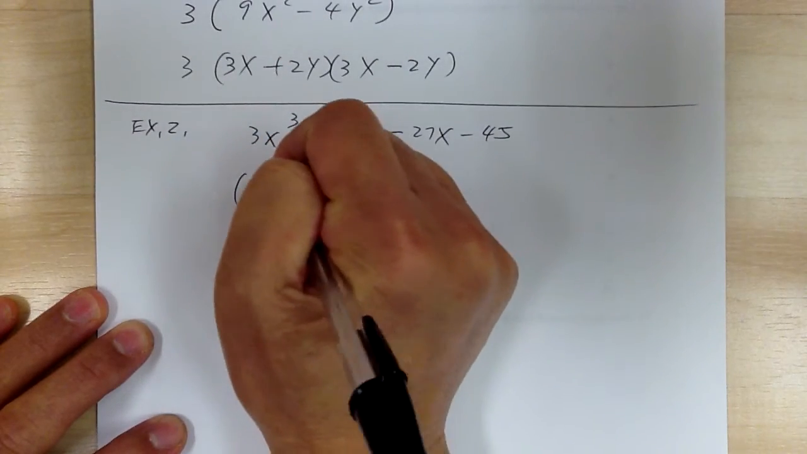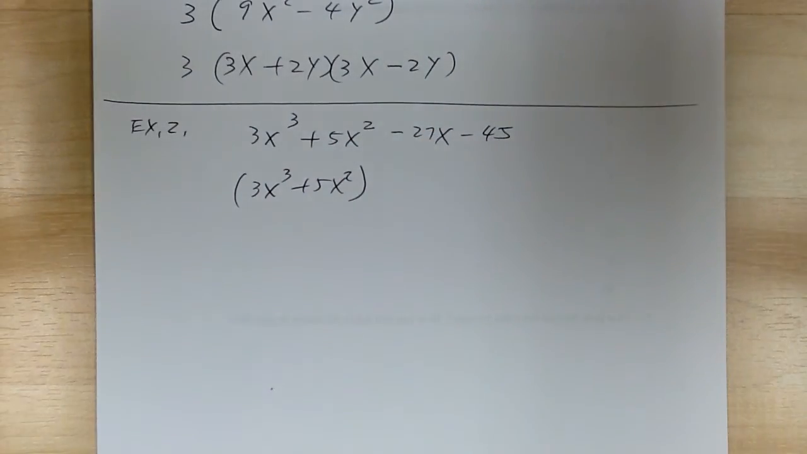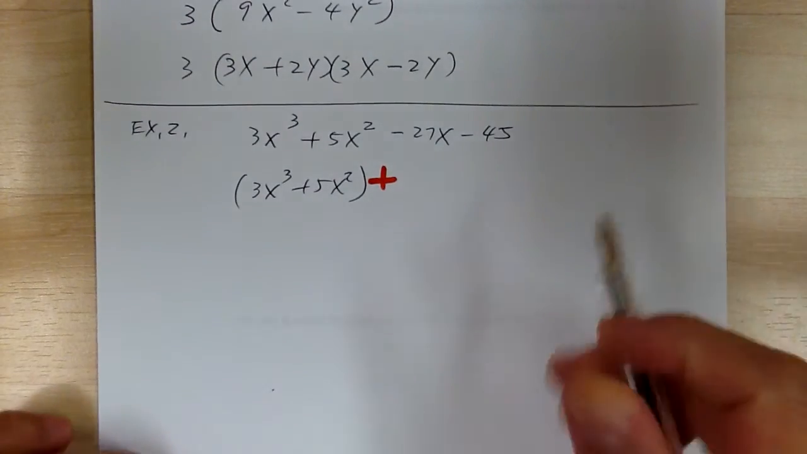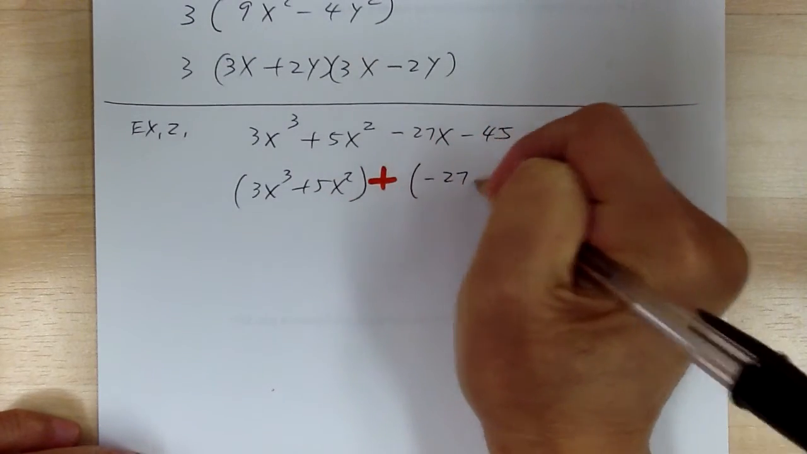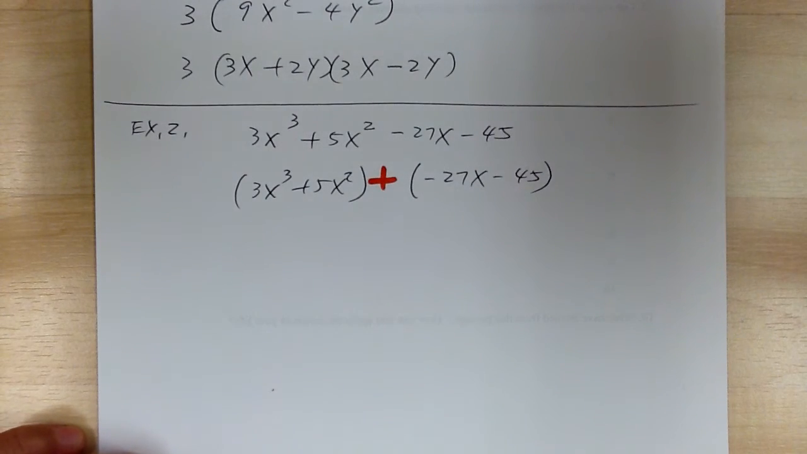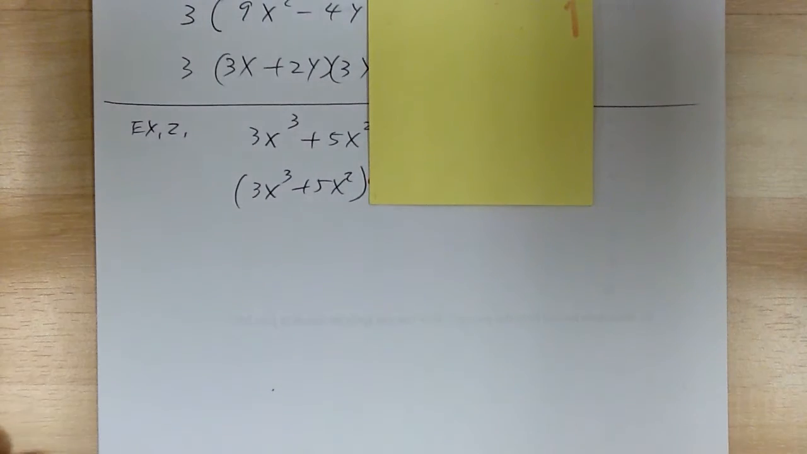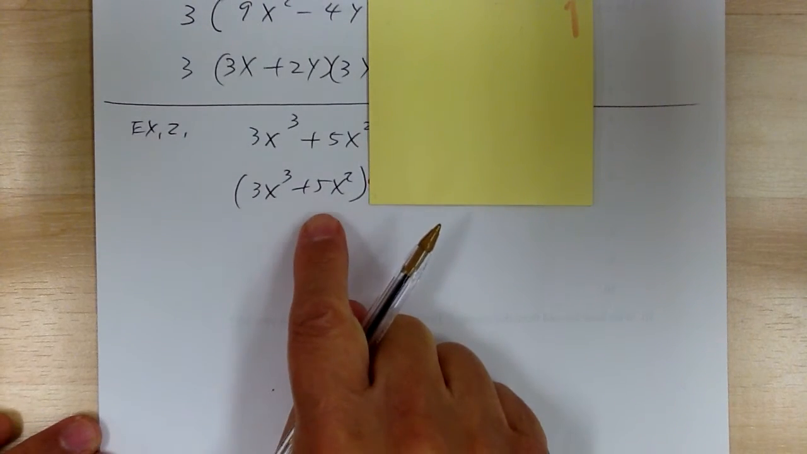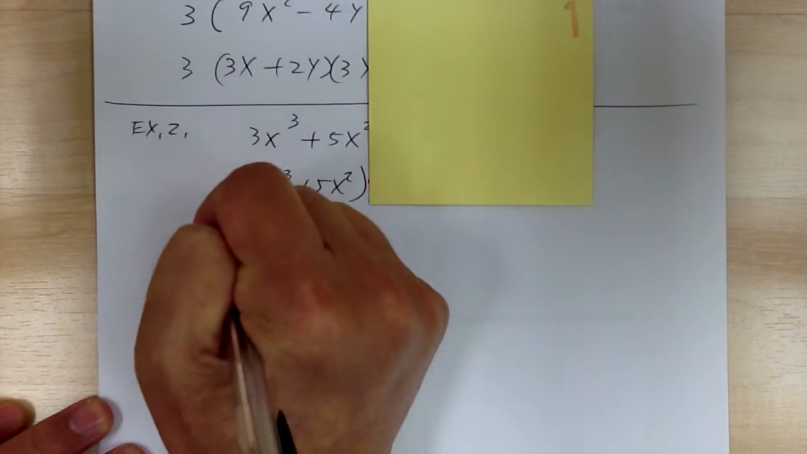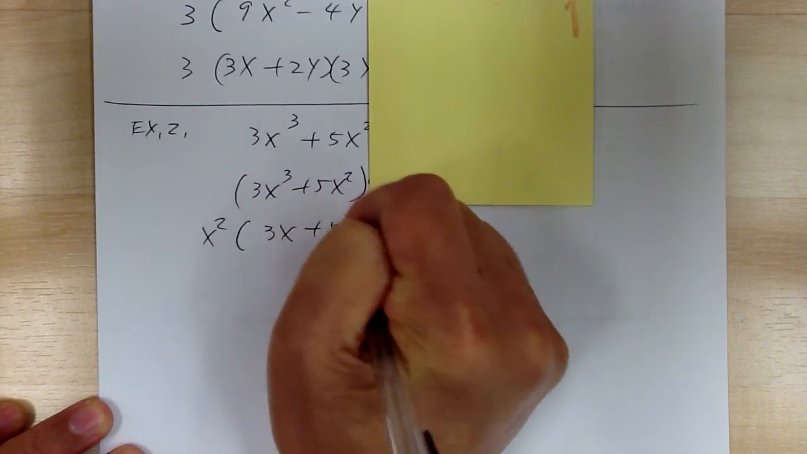So you're going to get 3x cubed plus 5x squared. Now remember, for grouping, you always put a plus between the 2 groups. And you have negative 27x minus 45. Now this becomes 2 easier problems, so you have to start all over again. Step 1, common factor. You can factor out the x squared. So you're going to get 3x plus 5.